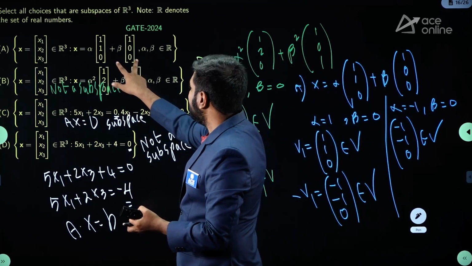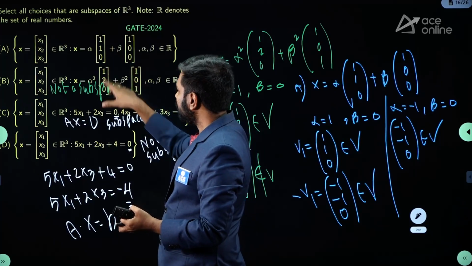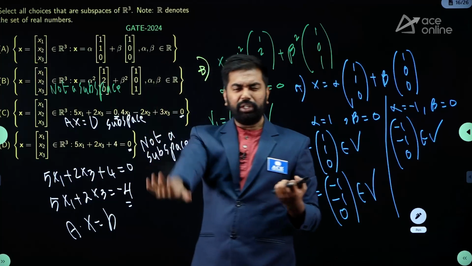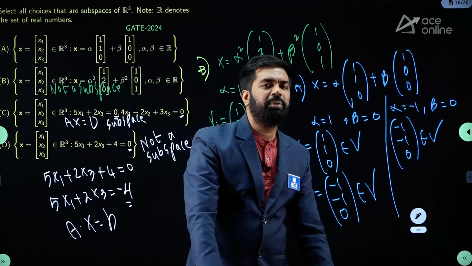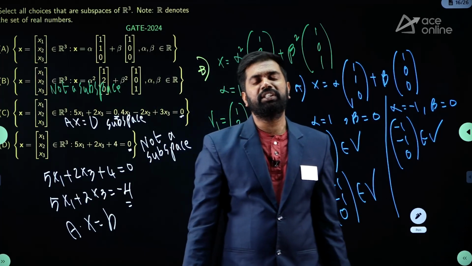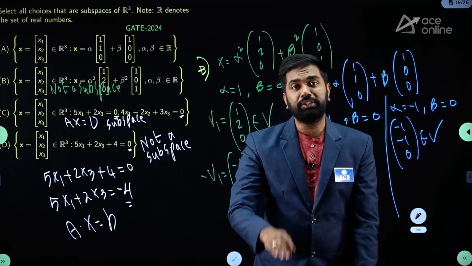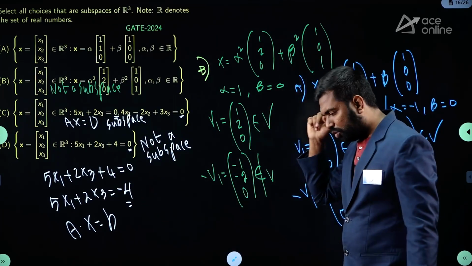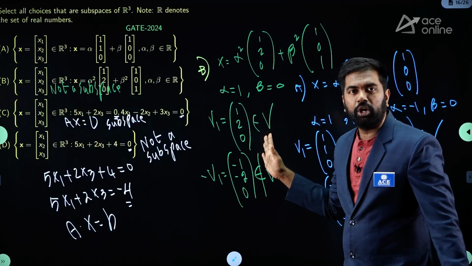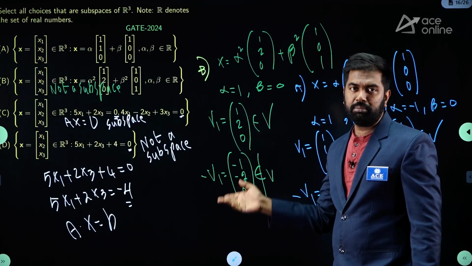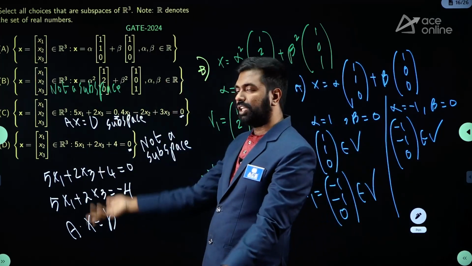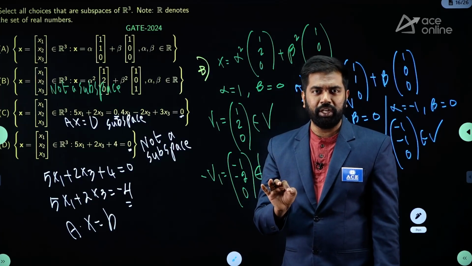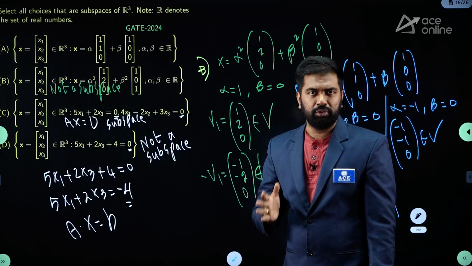If any set is created this way, you can immediately look at it. The moment you see alpha square, beta square, not a subspace. The moment you see a non-homogeneous system, not a subspace. This is how you eliminate the options. You need not do all this analysis. The moment I saw a non-homogeneous system, not a subspace. The moment I saw a homogeneous system, subspace. The moment I saw alpha square, beta square, gone. If you can observe the things this way, in less than a minute you can solve.